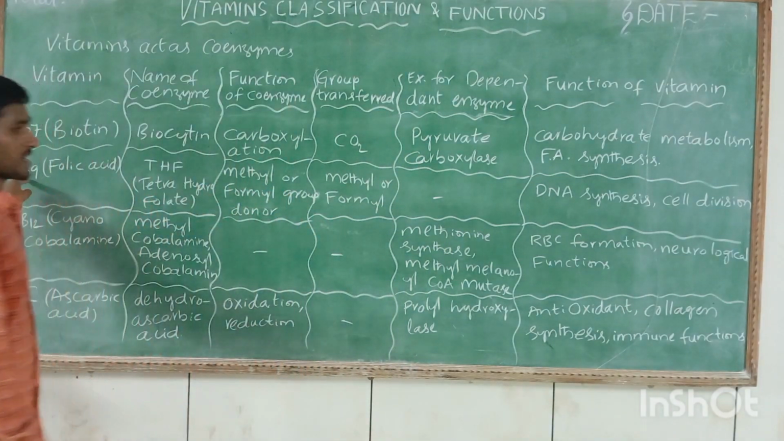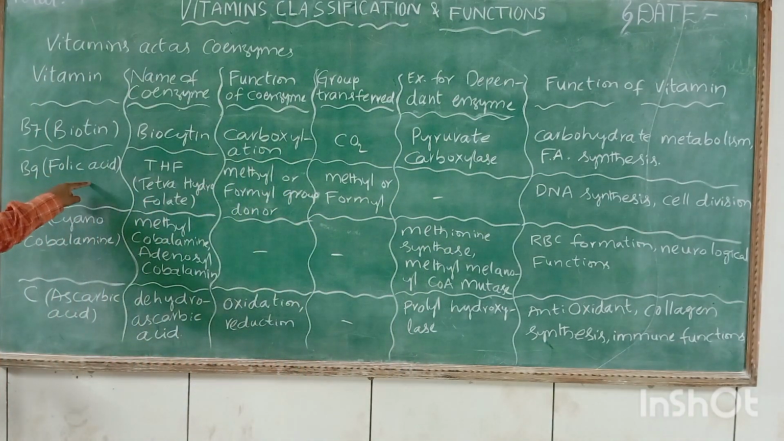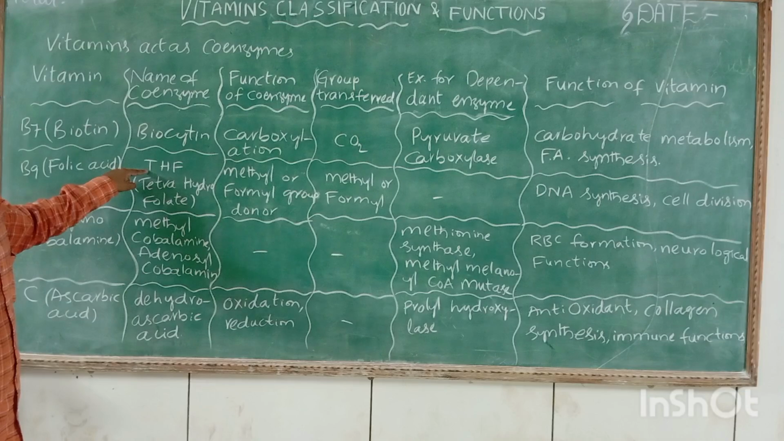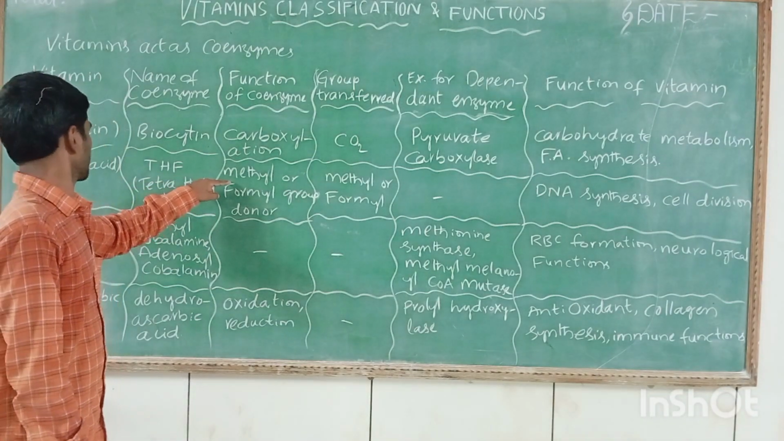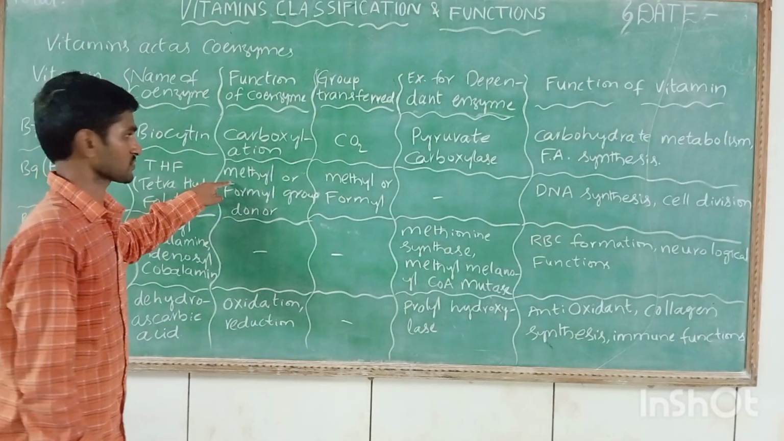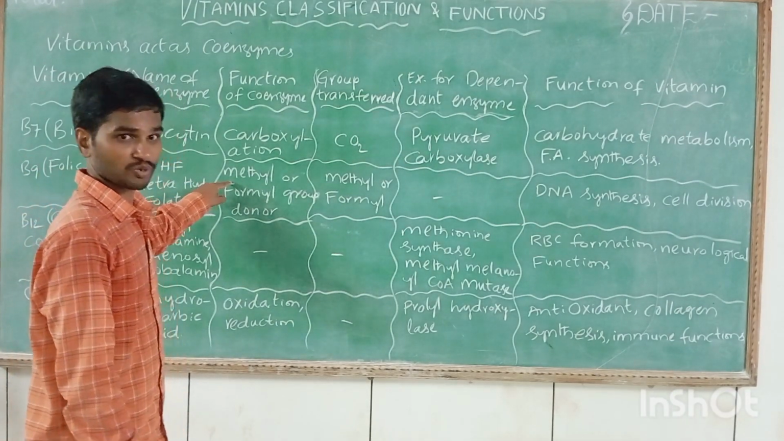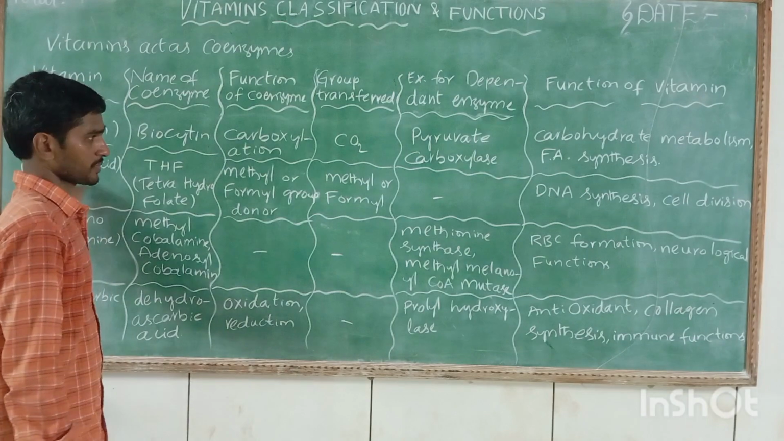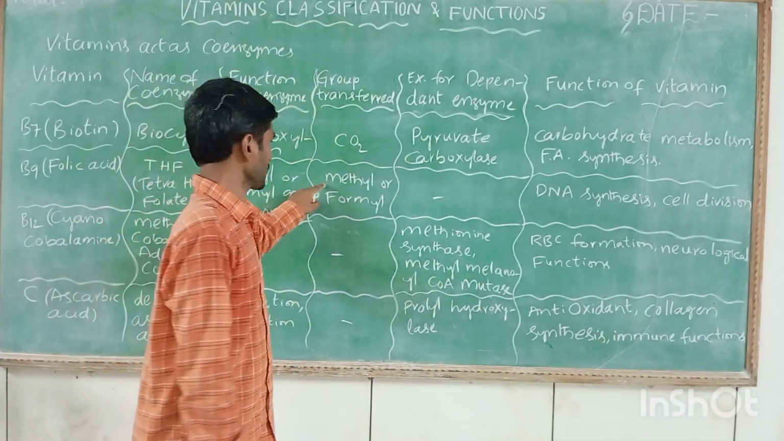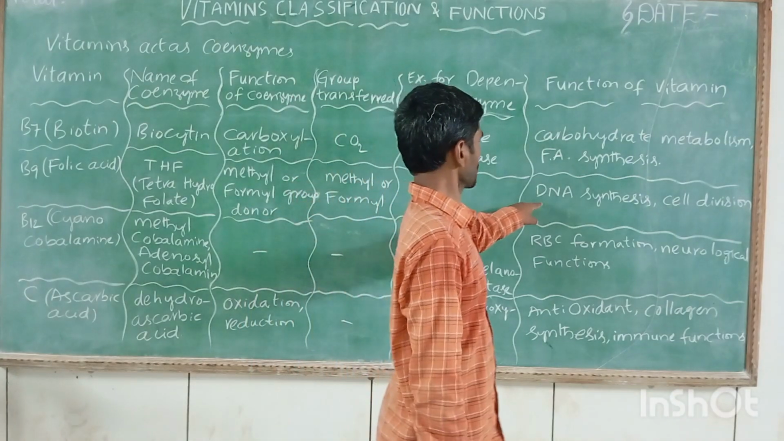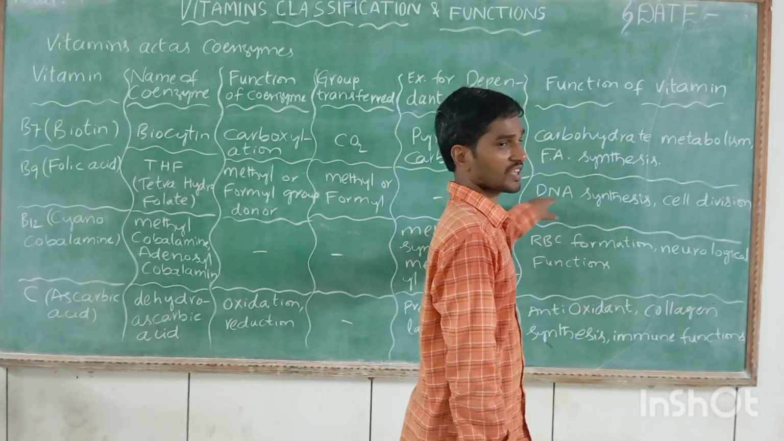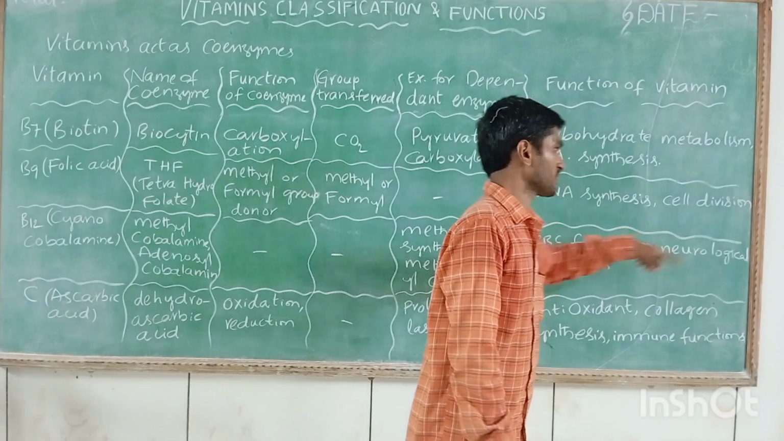Next, vitamin B9 is called folic acid. The coenzyme is THF, tetrahydrofolate. It is a one carbon group transfer, or one carbon group donor, and that is vitamin B9. The one carbon is either methyl or formyl. The function of the vitamin is DNA synthesis and cell division.